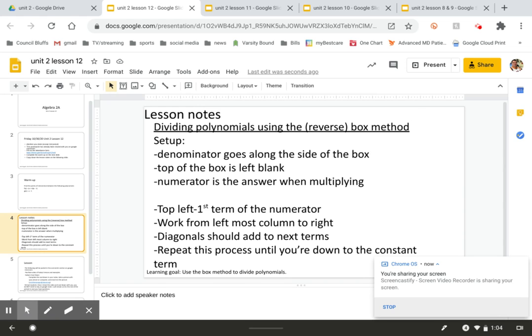All right, so today we are doing Unit 2, Lesson 12, and today we're going to learn how to divide polynomials. We've done adding, we've done subtracting, we've done multiplying using the box method. Today we are going to talk about dividing polynomials. And to divide, we are actually going to use the box method, but the box method in reverse.